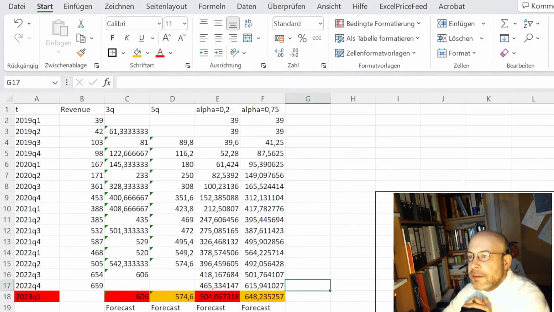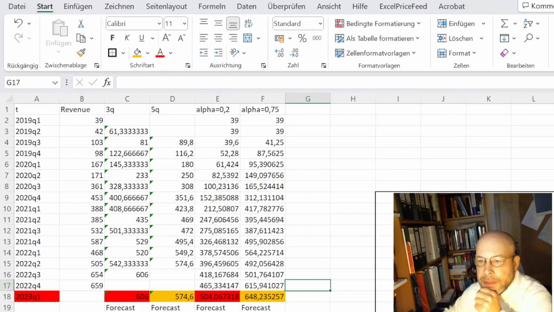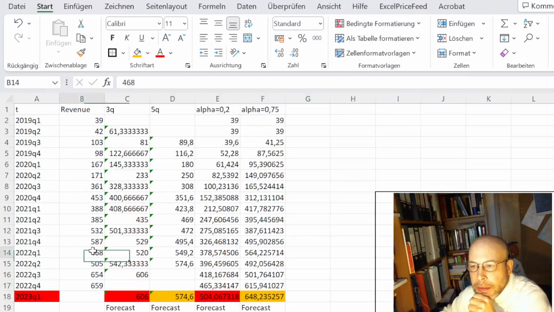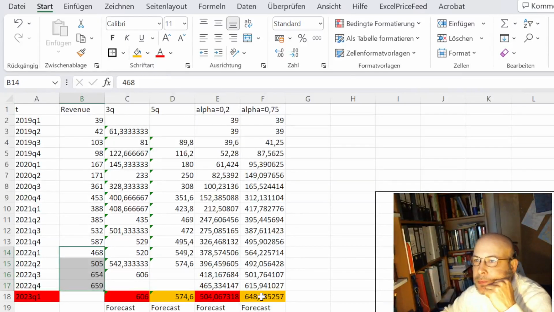And if we just have a look at the numbers of our time series, why do we have in the case with a high alpha of 0.75, if you look at the data, a much higher forecast? What is the reason for this?